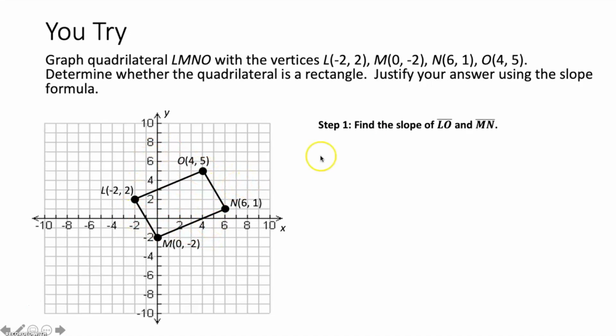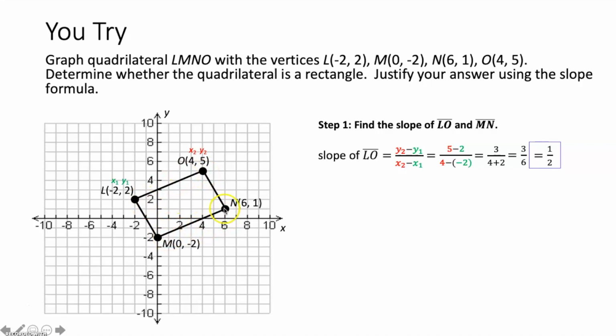We'll start with segment LO and segment MN. So segment LO right here, we're going to find the slope of this side using the slope formula, y sub 2 minus y sub 1 over x sub 2 minus x sub 1. Pick one of these points to be x sub 1, y sub 1, the other one to be x sub 2, y sub 2. Plug in the coordinates to their corresponding spot in the slope formula, and you simplify. 5 minus 2 is going to give you 3. 4 minus negative 2 is the same thing as 4 plus 2, which is 6. 3 over 6 simplifies to 1/2. So that's going to be the slope of segment LO.